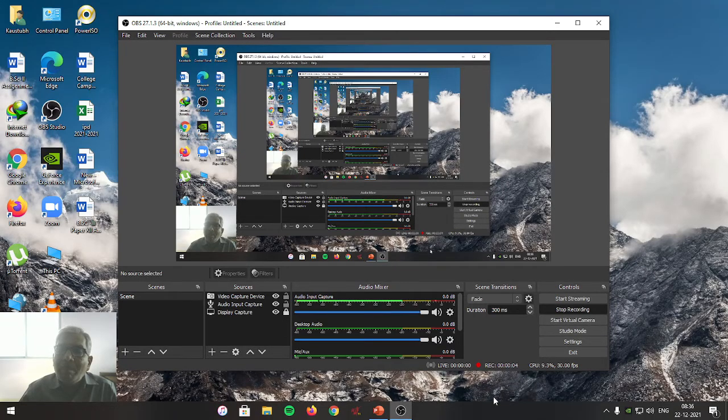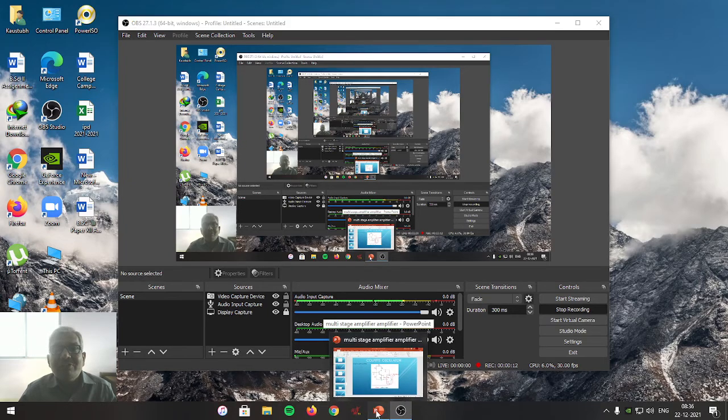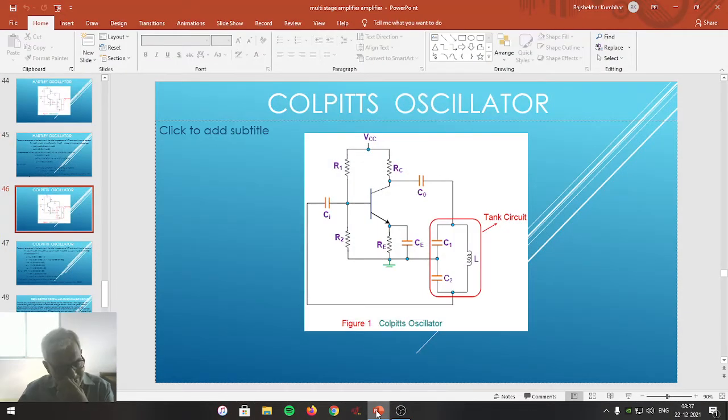So friends, in yesterday's lecture we have studied one of the radio frequency oscillators, and that is the Hartley oscillator. Today we are going to study another type of radio frequency oscillator, and that is known as the Colpitts oscillator.